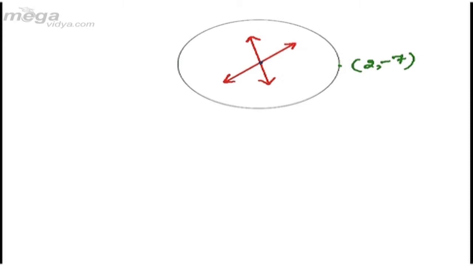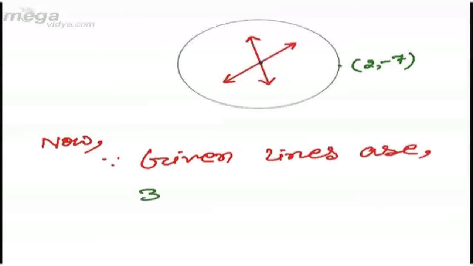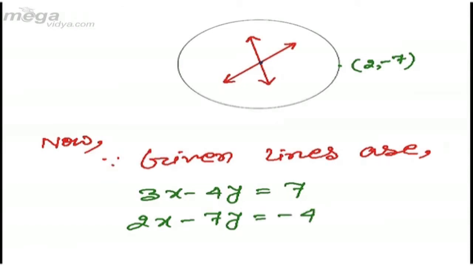So we will write here that since the given lines are 3x minus 4y is equal to 7 and 2x minus 7y is equal to minus 4. This we will suppose the first equation, this we will suppose the second equation, and now to get the center we will solve equation number 1 and 2.